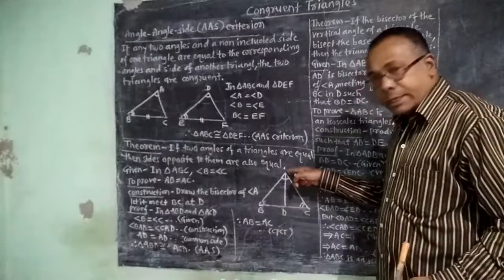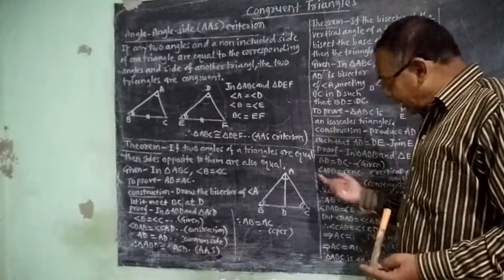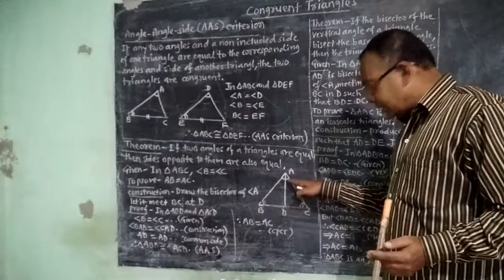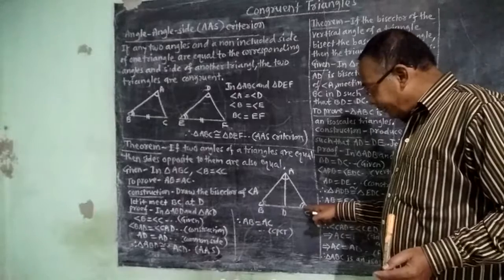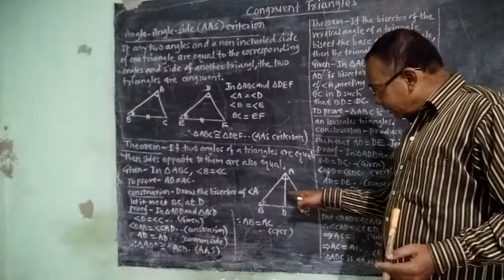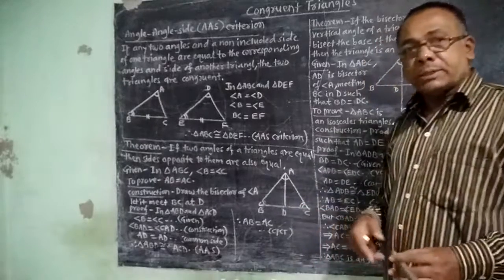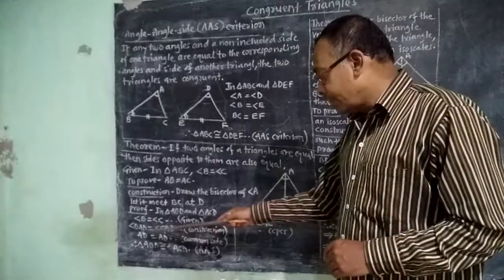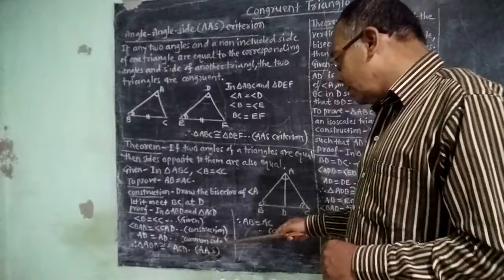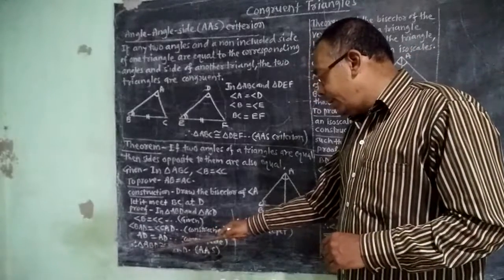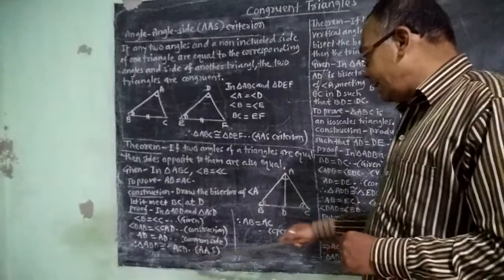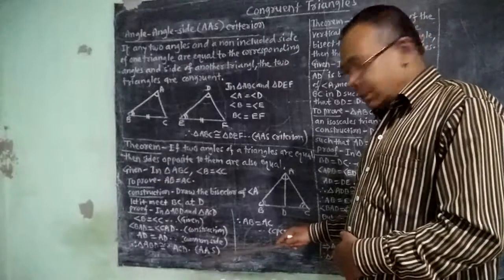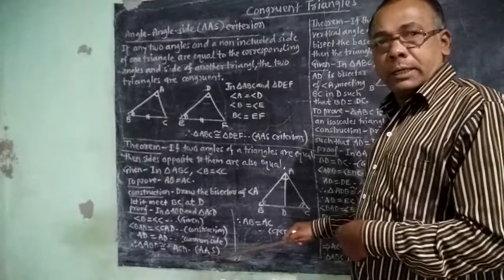Here it is seen that angle BAD and angle B, these two angles and their non-included side AD, and in the second triangle, angle CAD and angle C, these two angles and their non-included side AD. Here we have applied the criteria AAS, and therefore triangle ABD is congruent to triangle ACD, and the reason is the AAS congruence criteria.